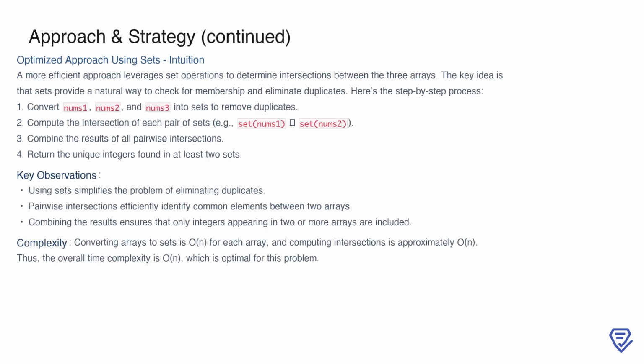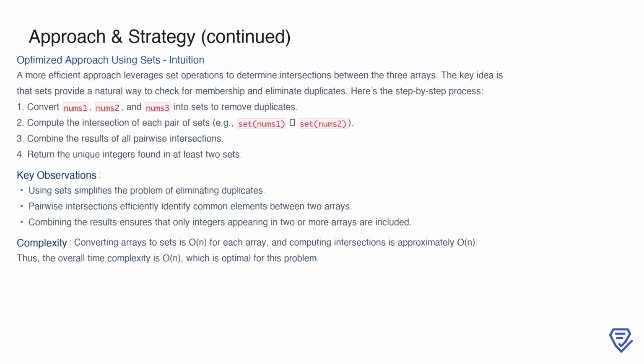Now, a more efficient approach involves using sets. By leveraging set operations, we can streamline the process of identifying common elements across the 3 arrays. First, we convert nums1, nums2, and nums3 into sets, which automatically remove any duplicates.